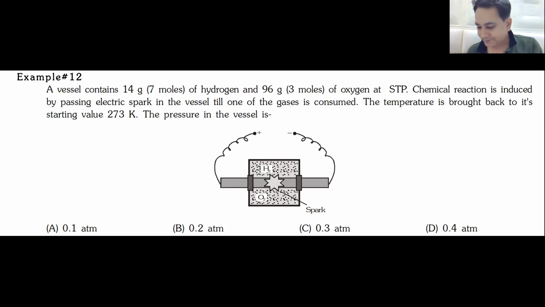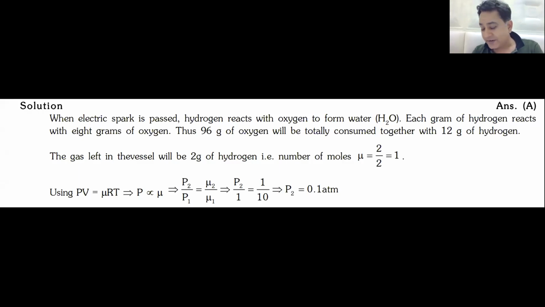Let's see who does this. This is one question where you have physics mixed with chemistry. Let's see how both your subjects are. That means your physics is strong or your chemistry. Sir, it's a chemical reaction that is happening here. Yes or no? Yes, sir. So what remains? 96 grams of oxygen will be totally consumed with 12 grams of hydrogen. Yes or no? Yes, sir. So what is left is hydrogen. Yes or no? Yes, sir.